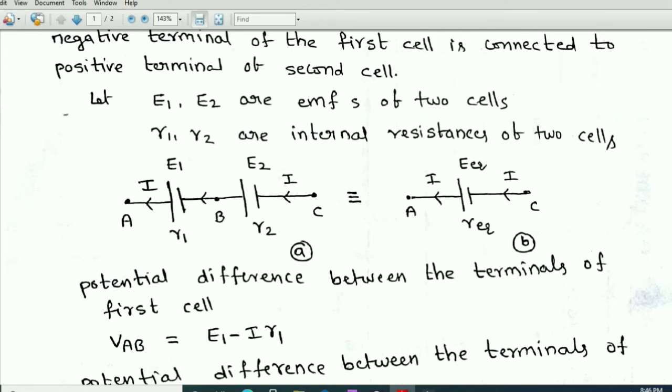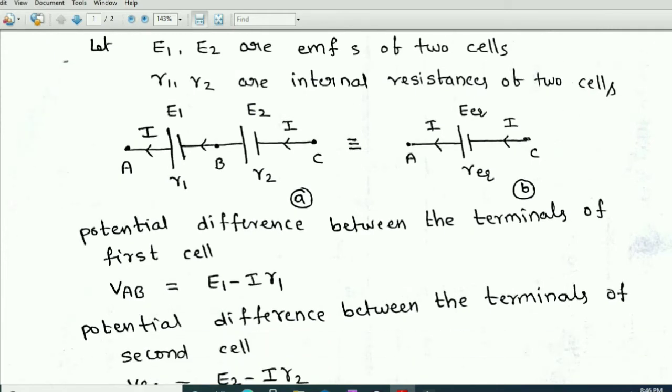So now this is the discharging condition. So that's why the potential difference formula is V is equal to E minus IR, E minus I into R. So now the potential difference between the terminals of the first cell, VAB, is equal to E1 minus I into R1, because E1 is the EMF of the first cell, I is the current passing through the cell, and R1 is the internal resistance of the first cell. So VAB is equal to E1 minus IR1.